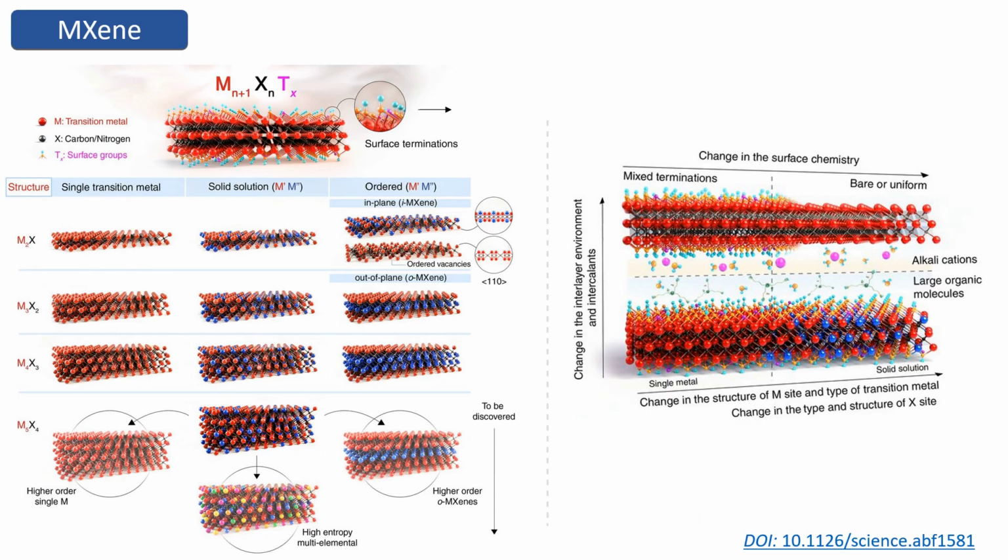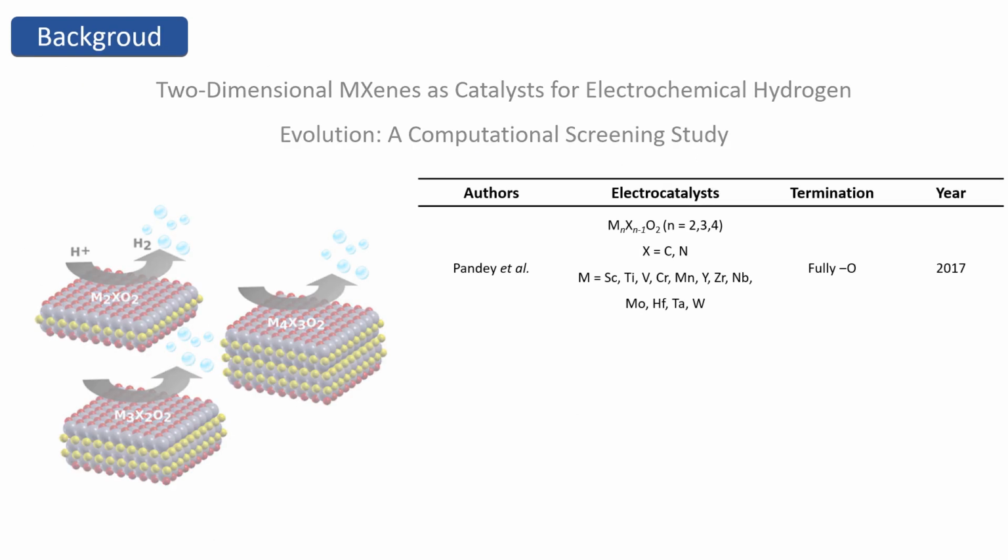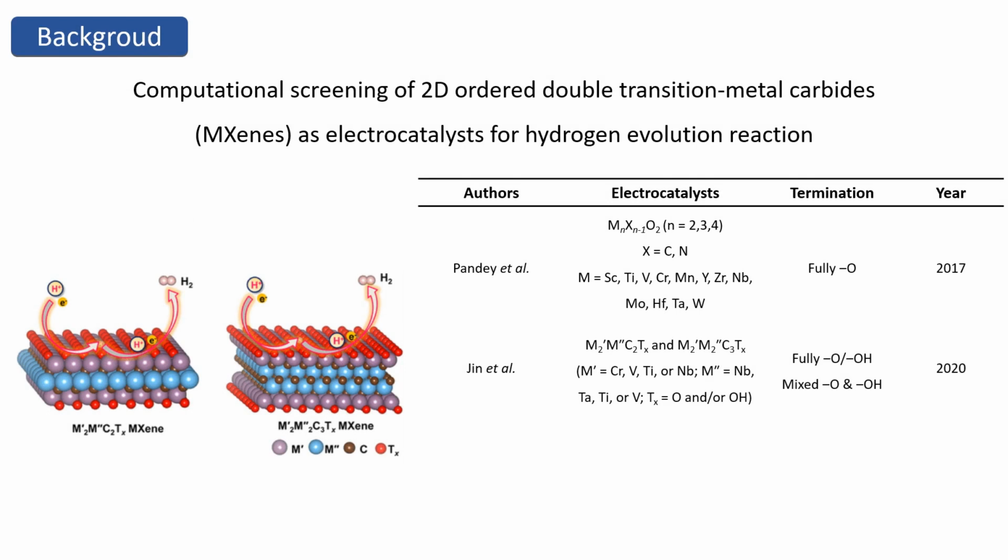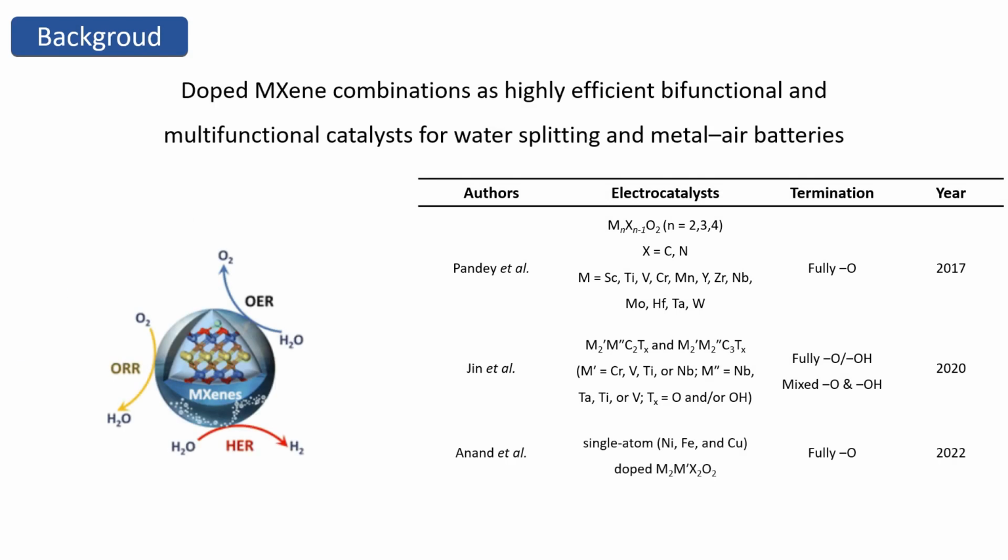The surface terminations of MXenes, such as fluorine, oxygen, hydroxyl, and hydrogen, are seen as influential factors in catalysis. However, the research in this area is still limited. In previous studies, many investigations focused only on fully terminated surfaces or a mixture of O and OH terminations. So our research focuses on different surface terminations and realistic conditions.